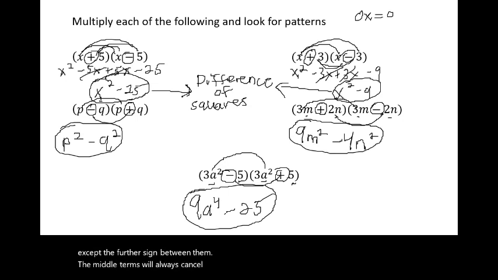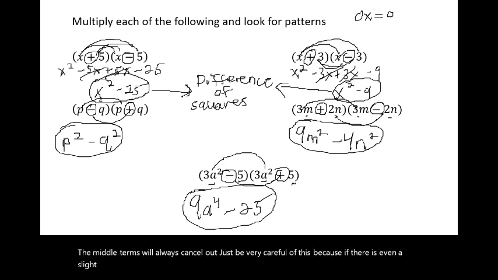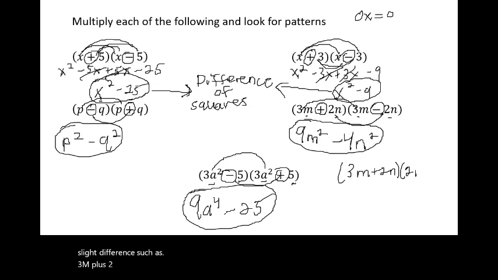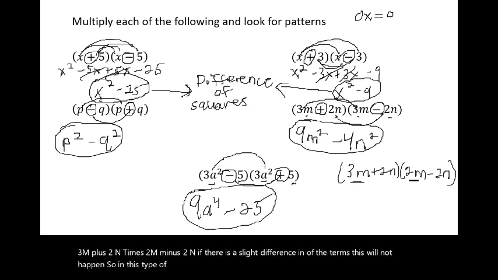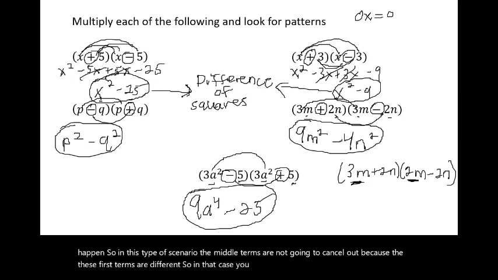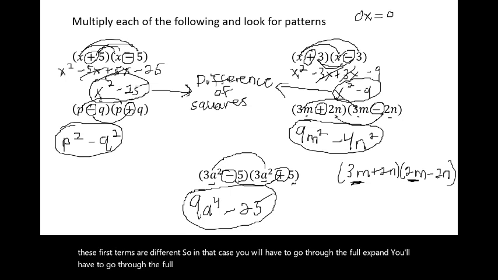Just be very careful of this, because if there is even a slight difference, such as 3m plus 2n times 2m minus 2n, if there is a slight difference in any of the terms, this will not happen. So in this type of scenario, the middle terms are not going to cancel out because these first terms are different. So in that case, you'll have to go through the full distributing process, combining like terms, and the middle terms will not cancel out.